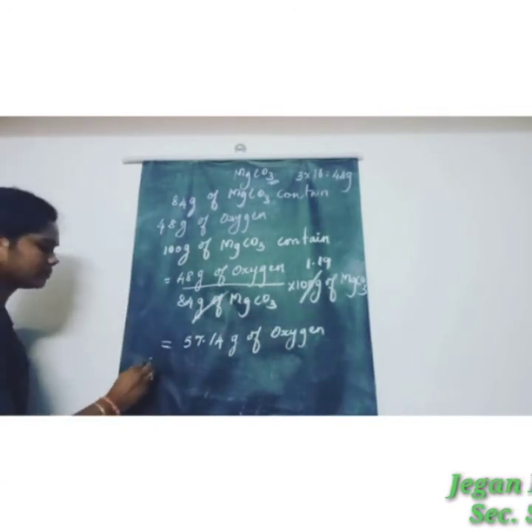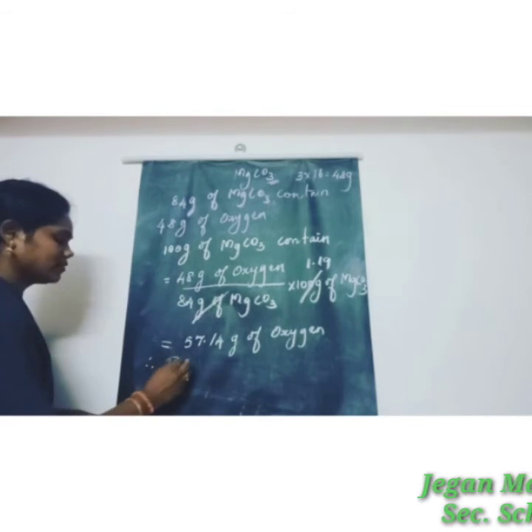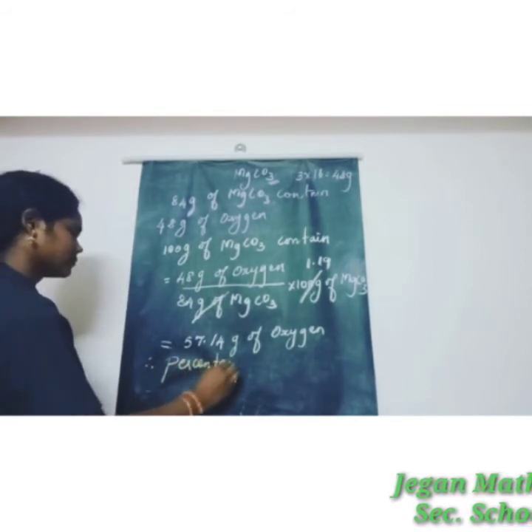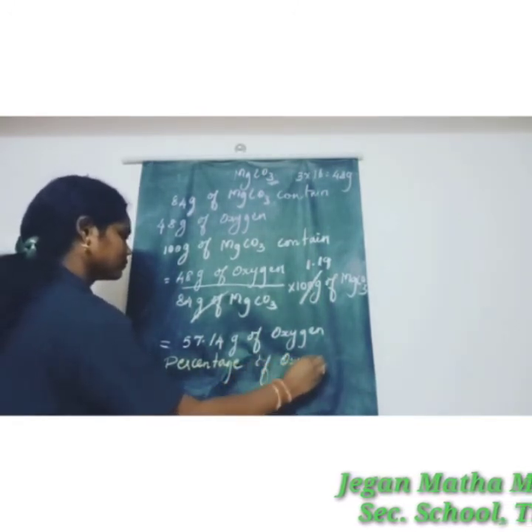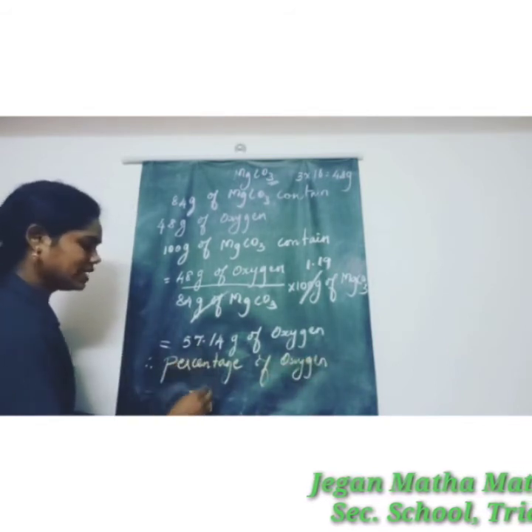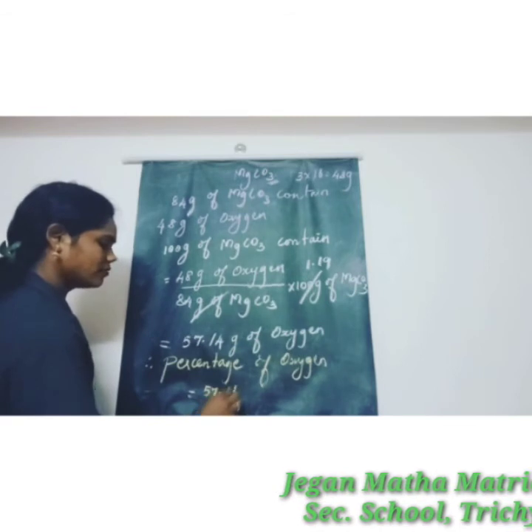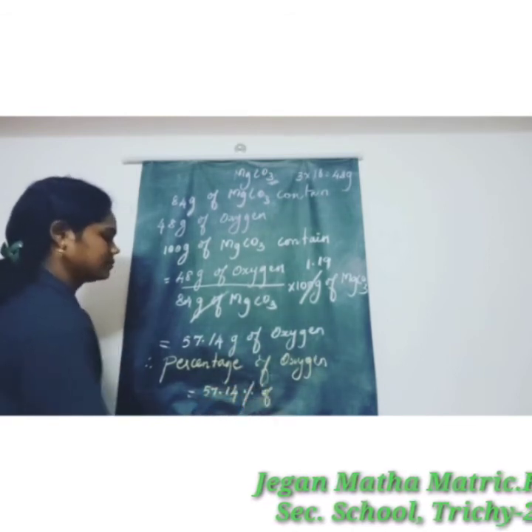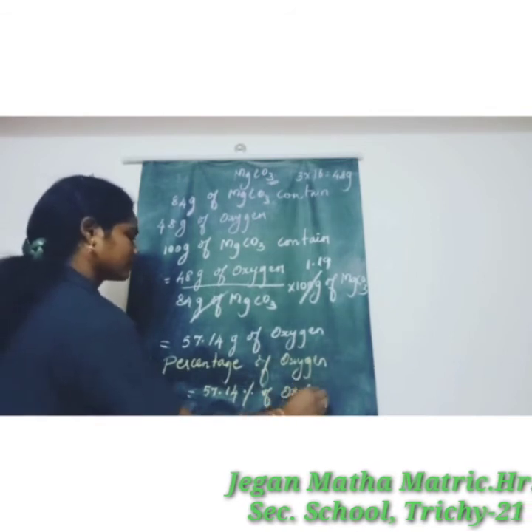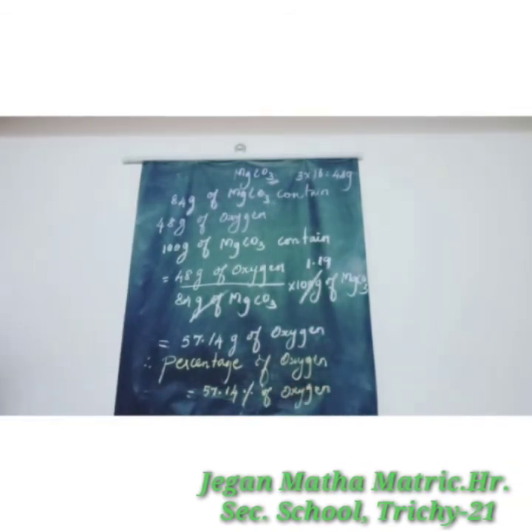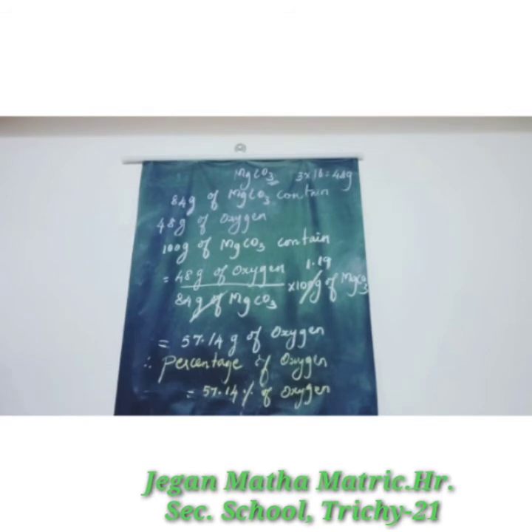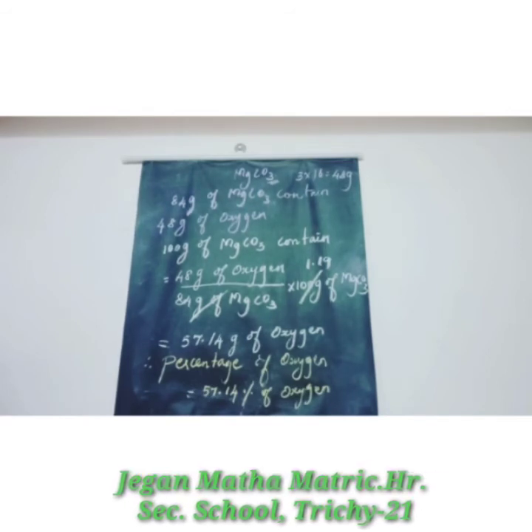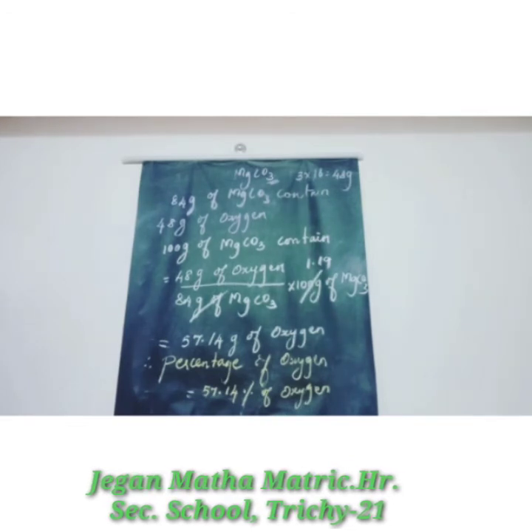Therefore, we want the percentage of oxygen. The percentage of oxygen is 57.14%. So the magnesium percentage is 28.57%, the carbon percentage is 14.29%, and the oxygen percentage is 57.14%.